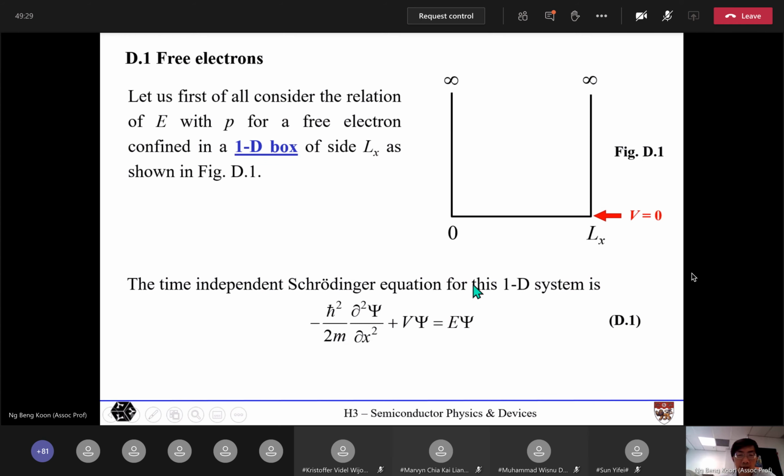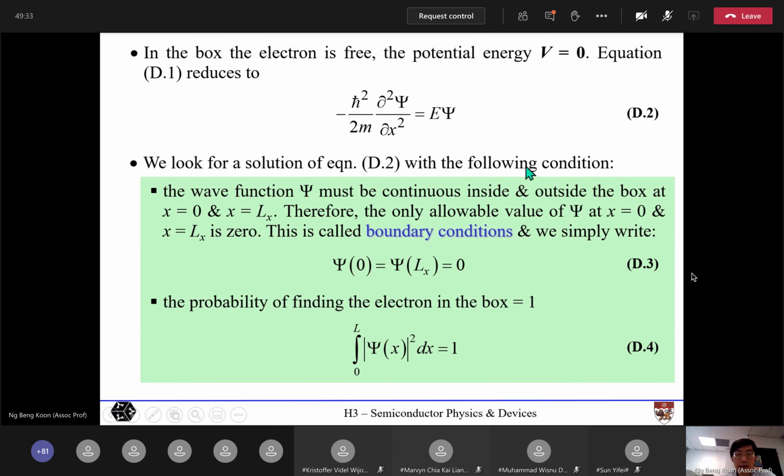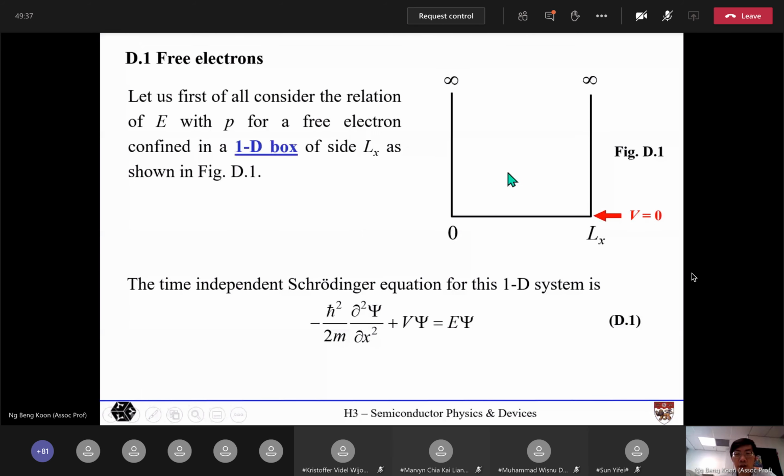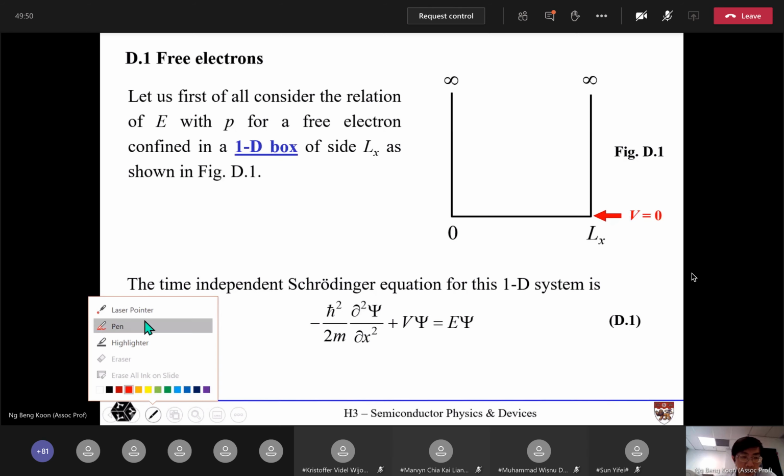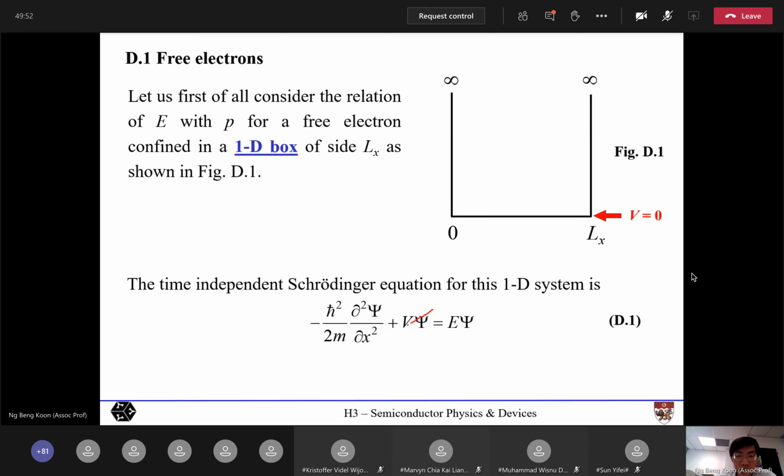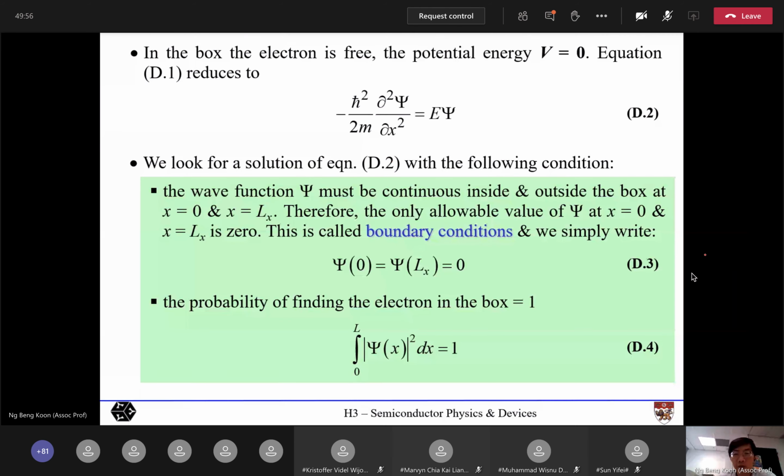So if you do that and plug it into this Schrödinger equation, we can now try and solve it. If you define the well region where the electron is mostly found, suppose we define that as V equals 0, and we solve the Schrödinger equation in this region, then we set this V psi to 0. And that gives us a simplified form of the Schrödinger equation.